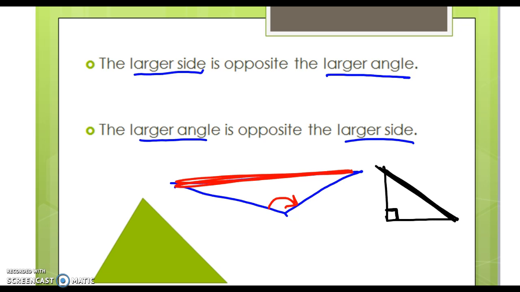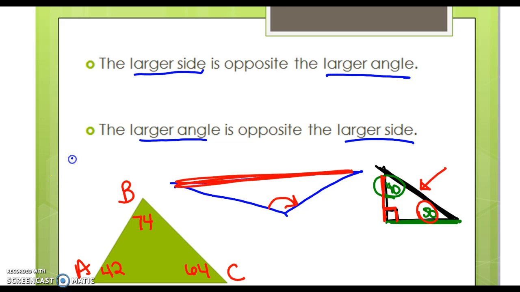So the shortest side is across from the shortest angle. So if I knew that this was 40 degrees and this was 50 degrees, the side across from the 40 is the smallest side in this triangle because it's across from the smallest angle. And the side across from the 50 is the medium side in this triangle because 50 was the medium angle. And as we already mentioned, the hypotenuse is the largest side, so that's why it's across from the 90-degree largest angle. Looking at this example down here, you tell me which of these sides is the smallest.